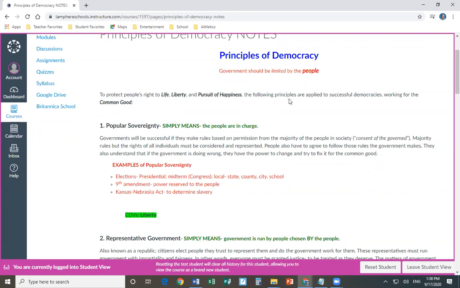And the goal here is to help out the common good, or in other words, the community, the mass of people, not just a small group. So our government is not supposed to just take care of the wealthy or just take care of the unwealthy. It's supposed to take care of the majority of people, the mass of people.